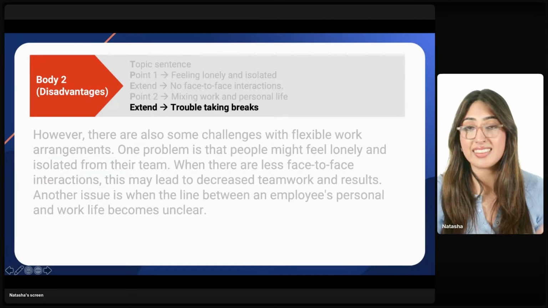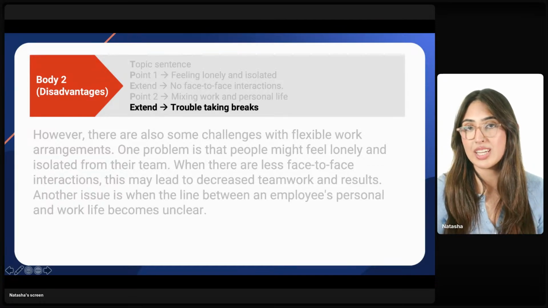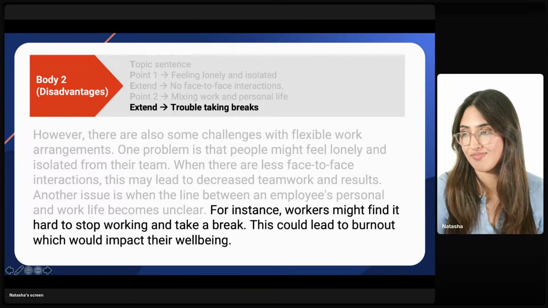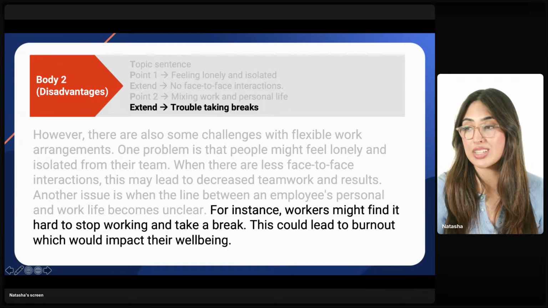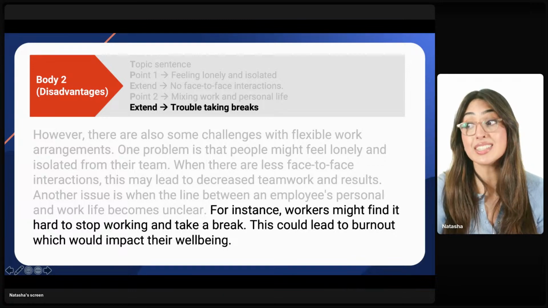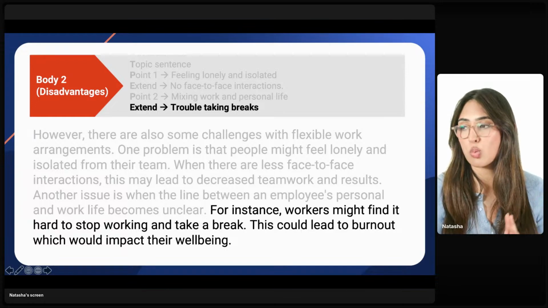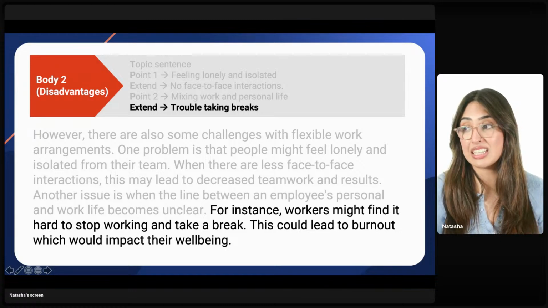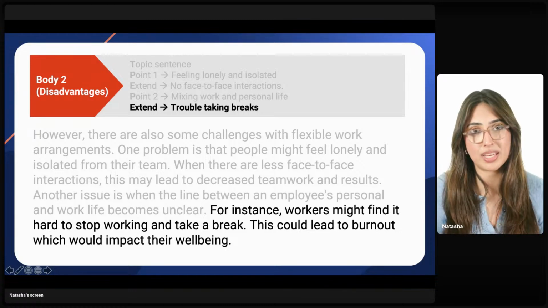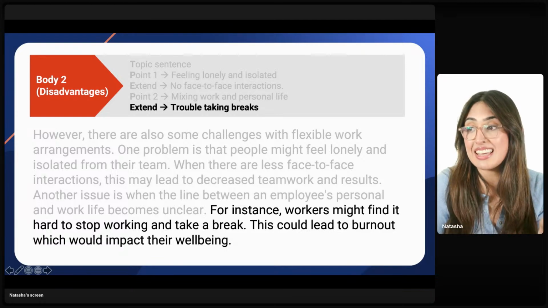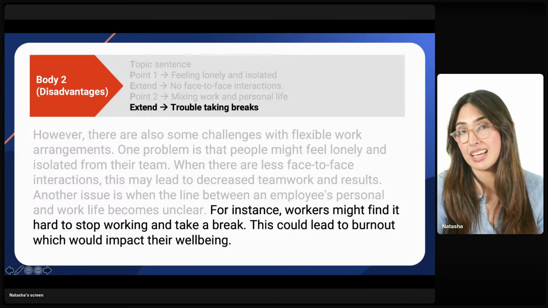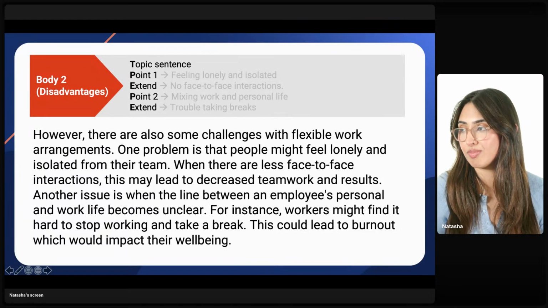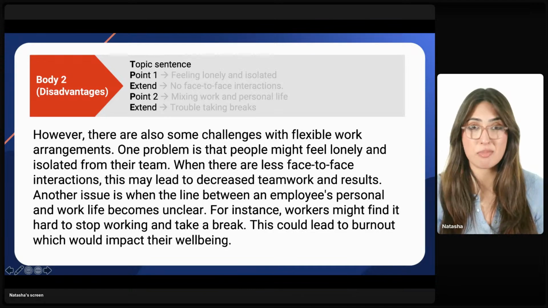Great. And then we need to extend on this point. We need to expand with examples and evidence and explanations. So I'm going to lead my example with for instance. For instance, workers might find it hard to stop working and take a break. This could lead to burnout, which would impact their well-being. So I have explained the impact of trouble taking breaks and how that would look like for an employee. And that is our second body paragraph complete.